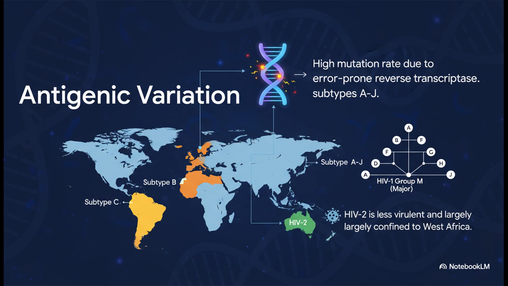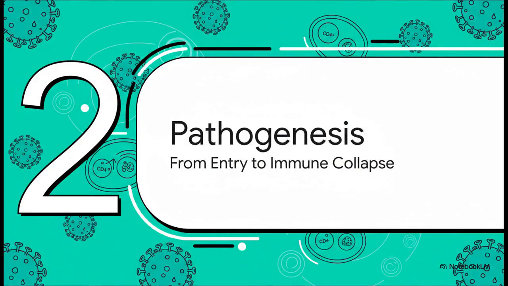Now, one of the biggest challenges with HIV is that it changes a lot. This antigenic variation happens because its reverse transcriptase enzyme makes a lot of mistakes. It's very error-prone. This high mutation rate has led to HIV-1 being classified into different groups. Group M, for major, is the one responsible for the pandemic. And within Group M, you have subtypes A through J. For example, subtype C is the most common one in India, whereas subtype B is more common in the Americas and Europe. HIV-2, on the other hand, is less virulent. It's actually genetically a bit closer to the simian immunodeficiency virus, or SIV, and you mainly find it in West Africa.